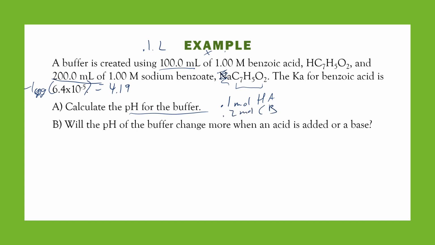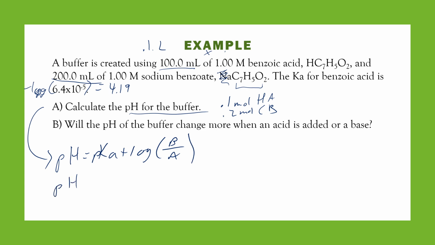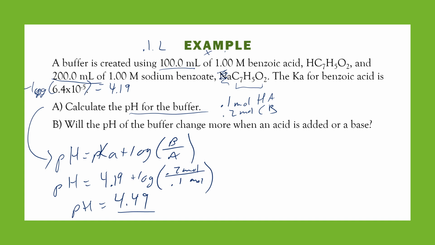I'm abbreviating here. To find the pH of the buffer, we'll use Henderson-Hasselbalch: pH equals pKa plus the log of the base over the acid. So pH is going to be equal to the pKa, the 4.19 that we found, plus the log of our base, 0.2 moles, over our acid, 0.1 mole. That gives us a pH of 4.49. It makes sense because it's larger than the pKa, and you have more of the base.